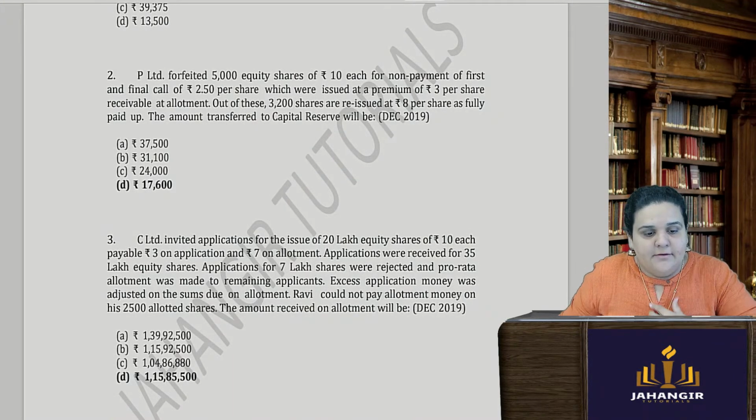P Limited forfeited 5,000 equity shares of rupees 10 each for non-payment of first and final call of rupees 2.5 per share, which were reissued at a premium of rupees 3 per share receivable at allotment. Out of these 5,000 shares, 3,200 shares are reissued at rupees 8 per share as fully paid up. The amount transferred to capital reserve is equal to how much?